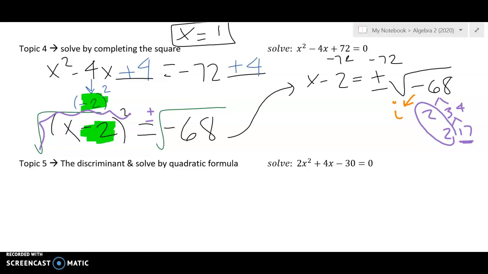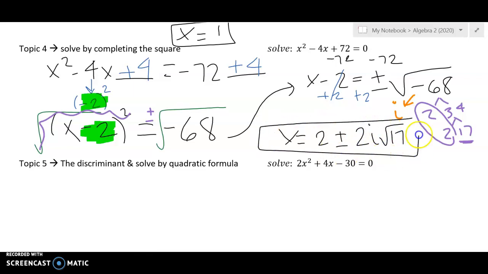So I'm running out of space, so I'm going to do two things here. Pause the video if you're confused, but I'm going to go ahead and also add the 2 to the other side so I can write this all at once. So I have x equals, I move the 2 to the other side. Then I have the plus or minus. Then I have the 2 that's a match, the circled 2, that comes out, and the i. The 17 has to stay underneath. And that would be my final answer. A little bit messy, and I went a little bit fast, but that's my final answer.